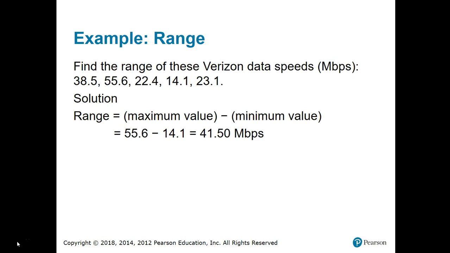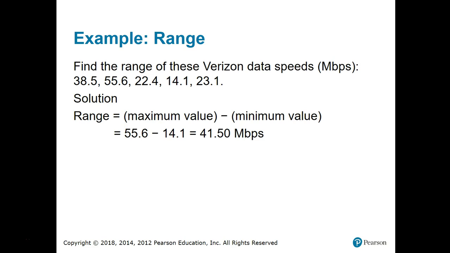Alright, so let's take a look at the range. We've got our Verizon data again. Remember, Verizon is better than the other guys. Megabits per second, not megabytes per second. We want to look at what the maximum of that one is. So maximum is going to be 55.6. We got that right here. Minimum is going to be 14.1. And so the range will be the maximum value minus the minimum value. 55.6 minus 14.1 gives us 41.50 megabits per second.